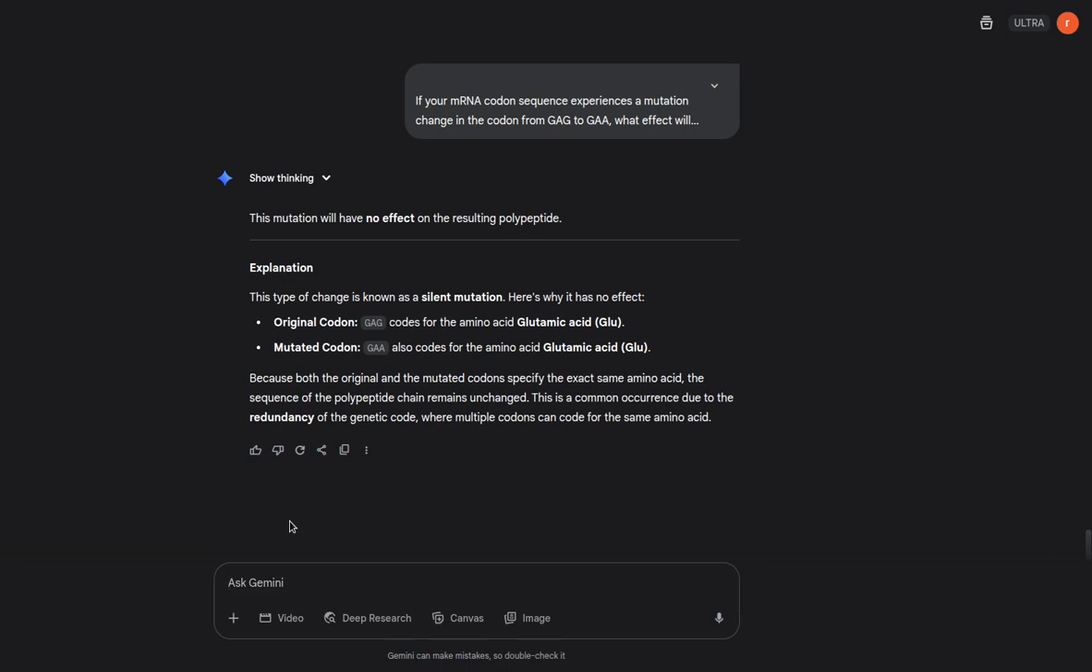So the mutation will have no effect on the resulting peptide. Understood. This type of change is known as a silent mutation. Here's why it has no effect. The original codon GAG codes for glutamic acid, and the mutated codon GAA also codes for this. Because both the original and the mutated codon specify the exact same amino acid, the sequence of the polypeptide chain remains unchanged. This is a common occurrence due to the redundancy of the genetic code, where multiple codons can code for the same amino acid.